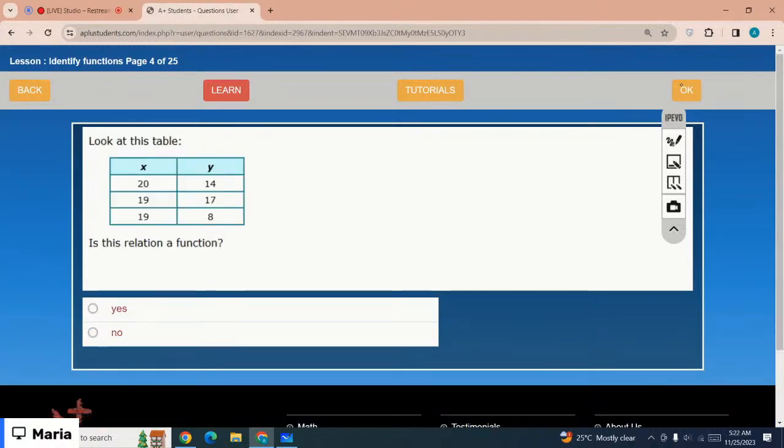Okay, look at this table. Is this relation a function? Which is the correct option? Yes or no?